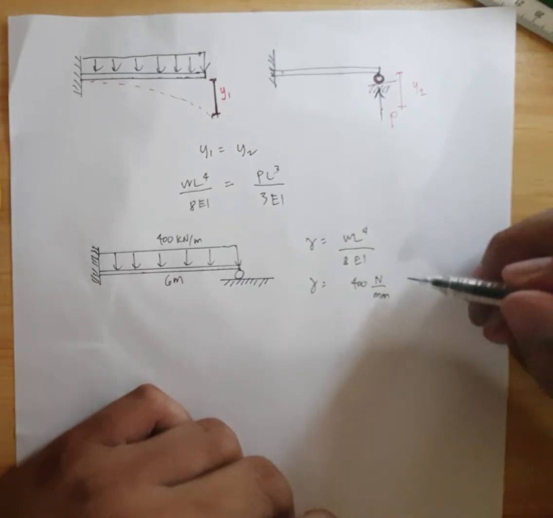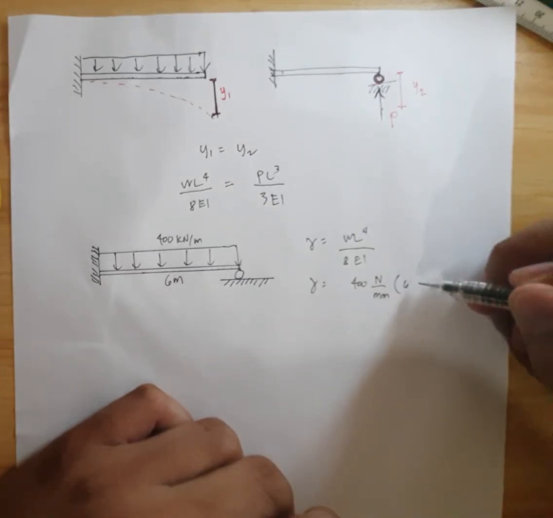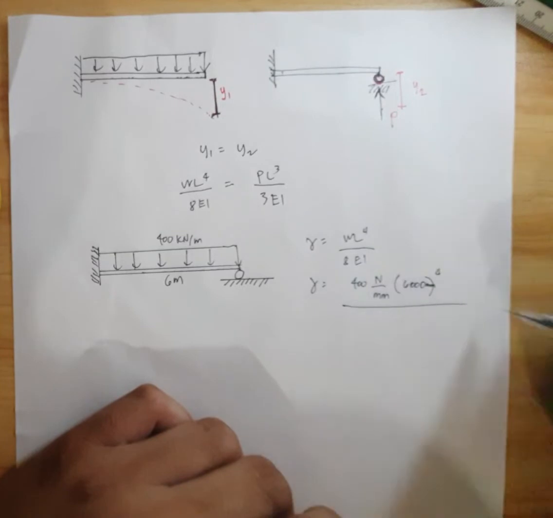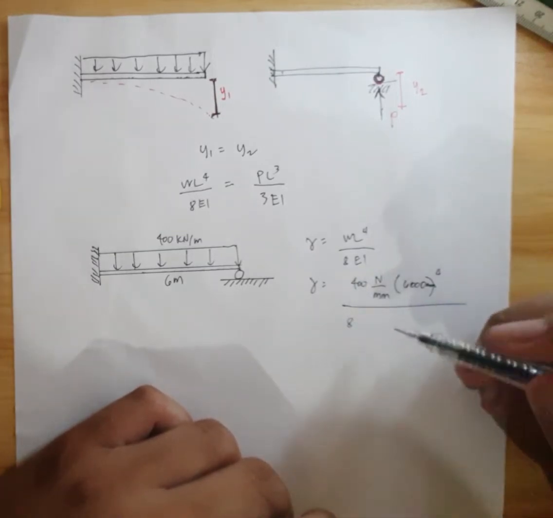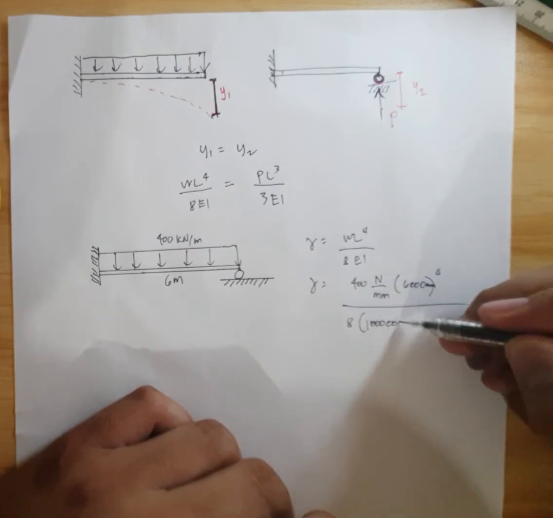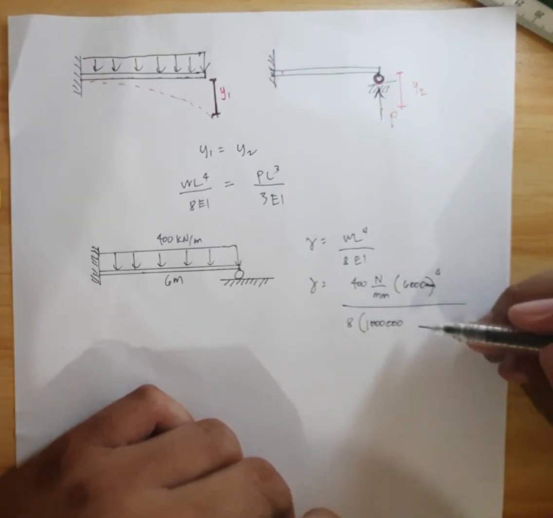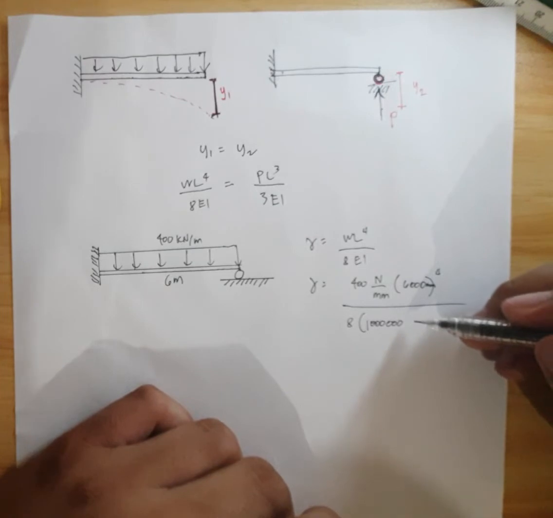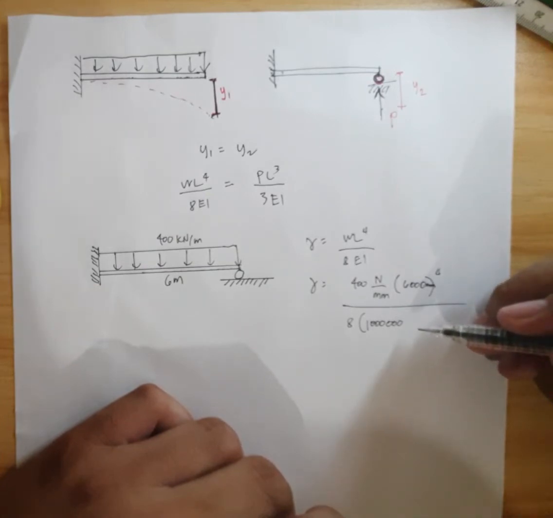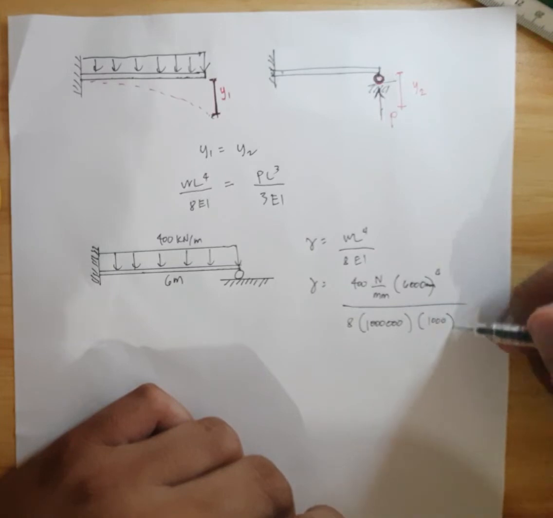Okay, then the length is 6,000 mm to the 4. 8 EI is 1 million. But kilonewton meter squared, you have to multiply 1,000 for the kilonewton and 1,000 squared for meter para ma-convert siya into newton mm squared. So that is 1,000 cube.